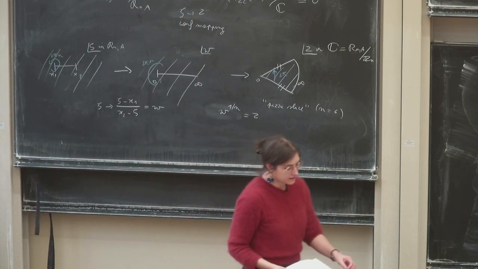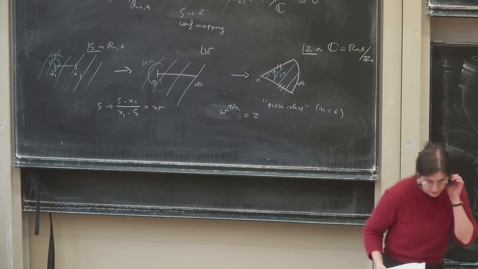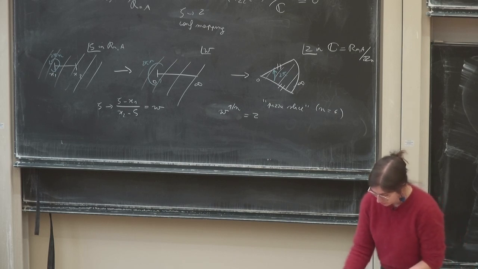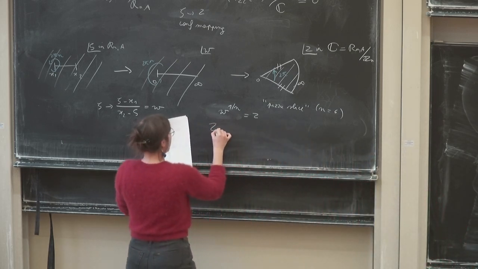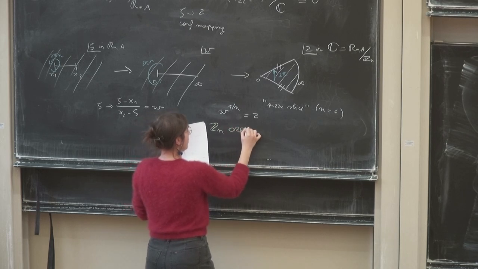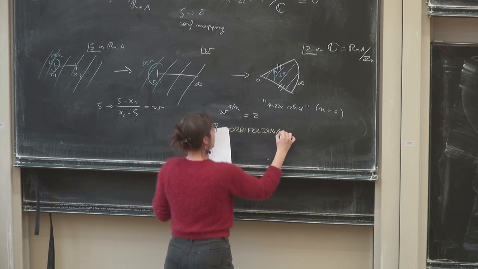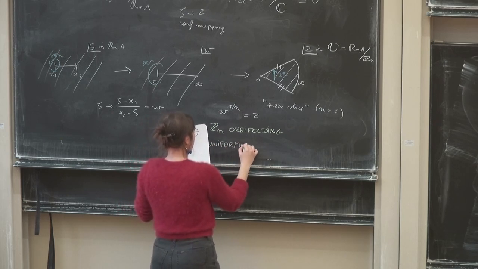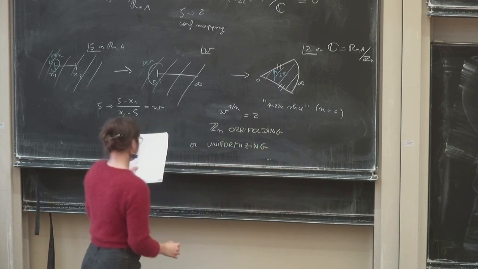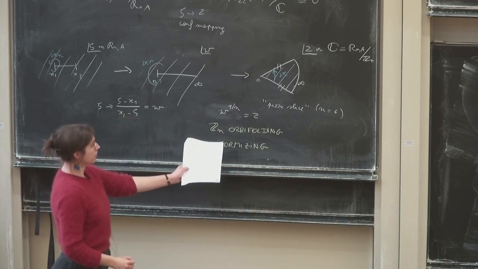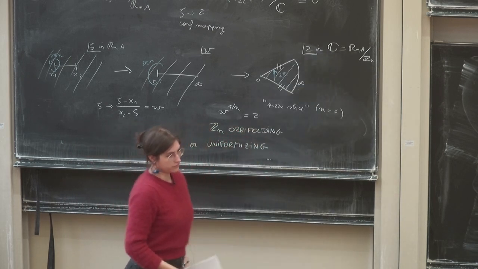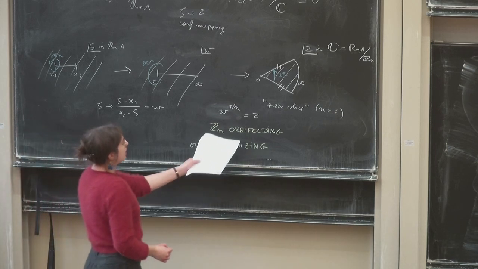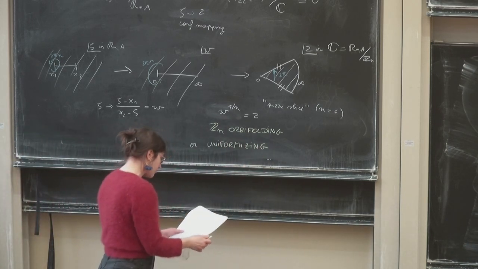Okay, so this last transformation that you do has a name. You can call it Zn orbifolding or uniformizing. So finding a coordinate that brings you back to the complex plane is called uniformizing. And so in this case, that requires that you Zn orbifold. So these are just some words.